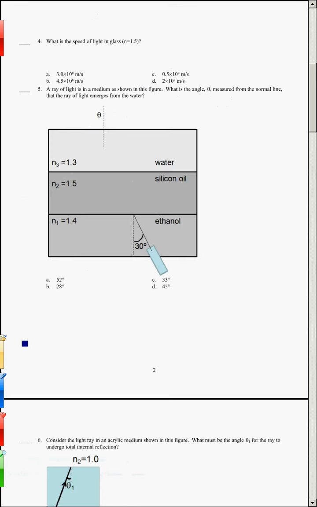Alright, what is the speed of light in glass? Alright, well the speed of light actually slows down. It's related this way: 3 times 10 to the 8th meters per second over 1.5. So that's going to be 2 times 10 to the 8th. So number 4 is D.